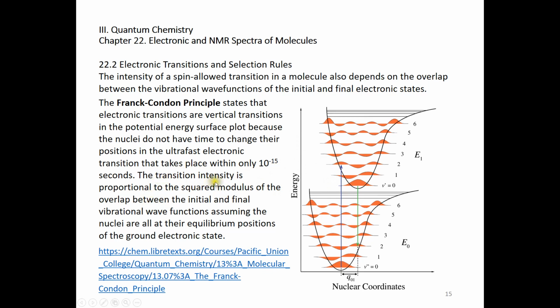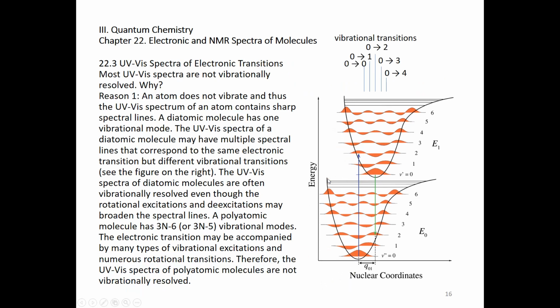Again, the transition intensity is not only proportional to the squared modulus of the transition dipole moment, it also is proportional to the squared modulus of the overlap between the initial vibrational function and the final vibrational function. That's why the transition is like that. So when you look at this kind of transitions, in this diagram from 0 to 2, you have the largest overlap between this vibrational function and this vibrational function. So from 0 to 2, you probably will see a larger transition intensity.